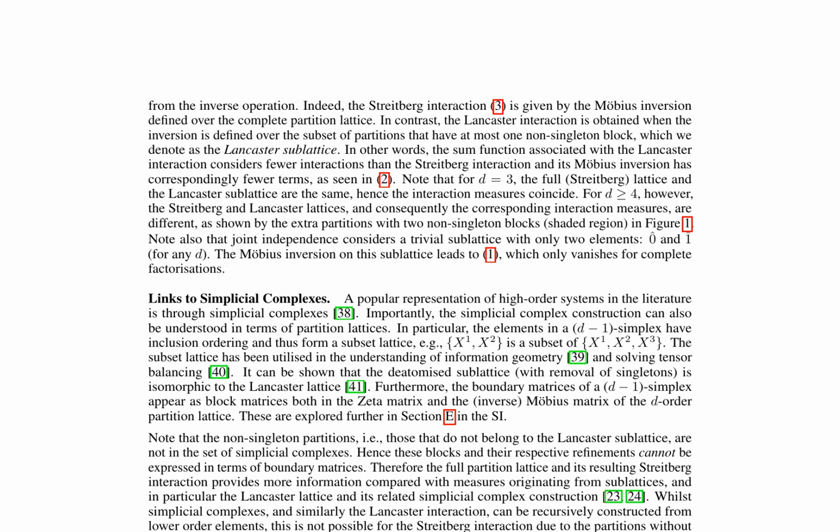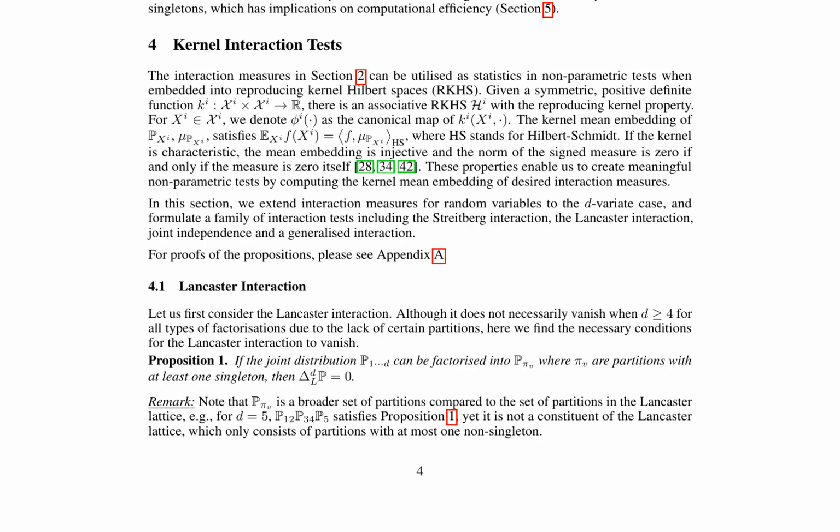A connection is established between partition lattices and simplicial complexes, a popular representation of high-order systems. The subset lattice of the (D−1)-simplex is isomorphic to the Lancaster lattice, and the boundary matrices of the (D−1)-simplex appear as block matrices in the zeta matrix and the inverse Möbius matrix of the D-order partition lattice. However, the full partition lattice provides more information compared to measures originating from sublattices, including the Lancaster lattice and its related simplicial complex construction.